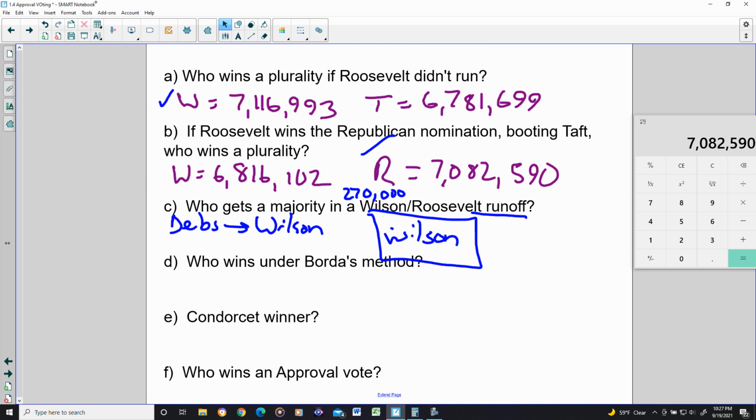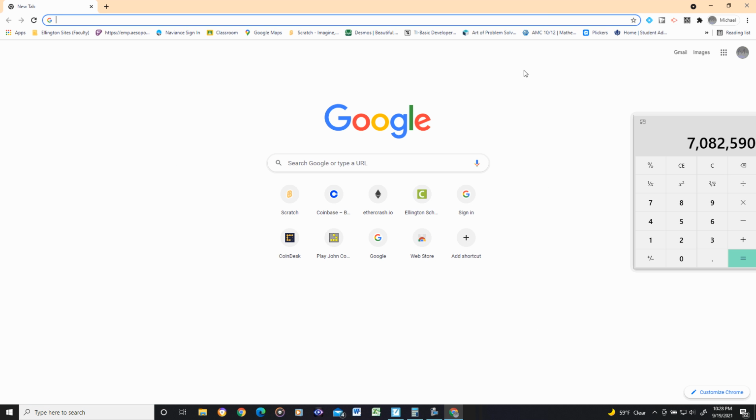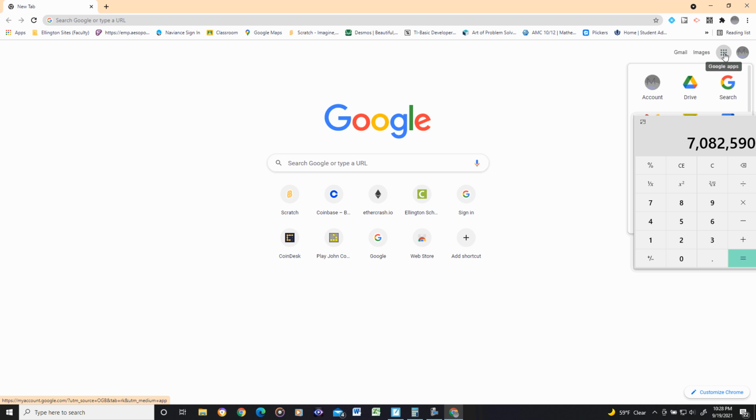So you can do the math. And who wins under Borda's method? Now, you can go ahead and do the math, but for the sake of time, I'm going to shortcut it here. It turns out Wilson's going to have around 29.5 million, and Roosevelt is going to have about 28.7. Let's see if I can look it up. I might have done this math already. I may actually already have this on Classroom somewhere. Let's check my drive.